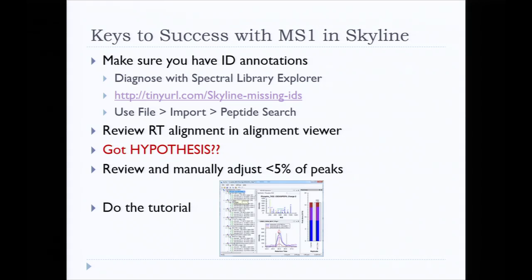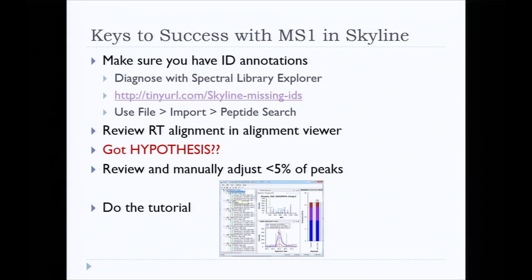So, keys to success with MS1 data that we're going to be looking at. These are just a good bullet list. Make sure you have ID annotations. If you bring your DDA data into Skyline and you don't have those spikes showing IDs, it's very unlikely that you're going to get good quantitative data out of it. So diagnose with the Spectral Library Explorer, and there's even a page on Skyline that will help you to diagnose this and figure out what's going on if you don't have your IDs. And then use this: we created a wizard for importing DDA data, which is file import peptide search wizard, and you should use that.